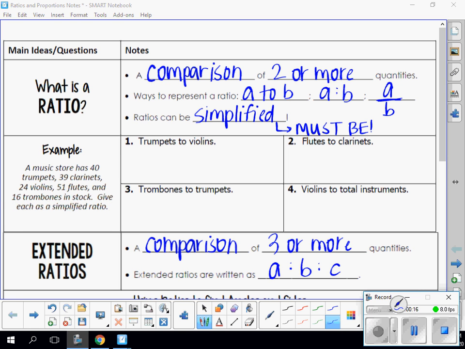We are talking about ratios. So ratio, the keyword there is that it's a comparison of quantities, and the amount of quantities that we're comparing will vary depending on the problem. There are three ways to represent that.